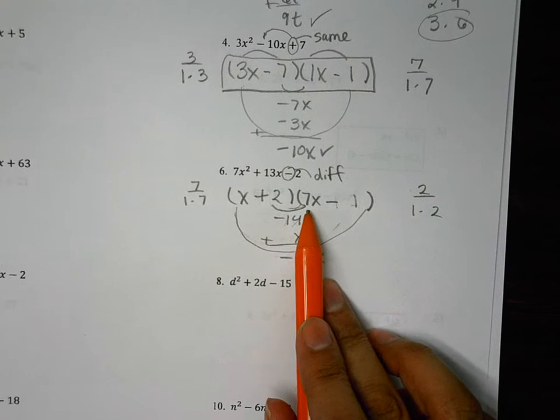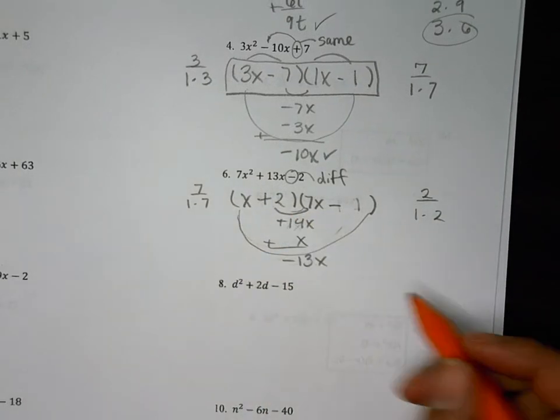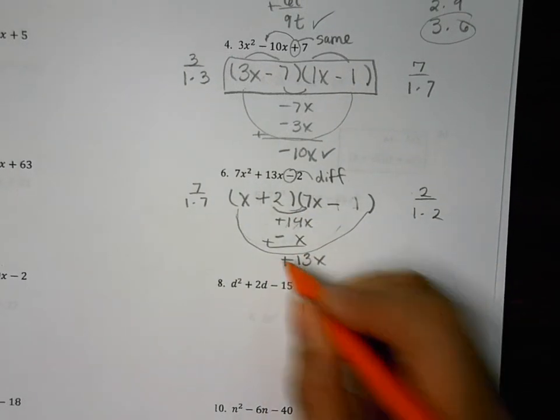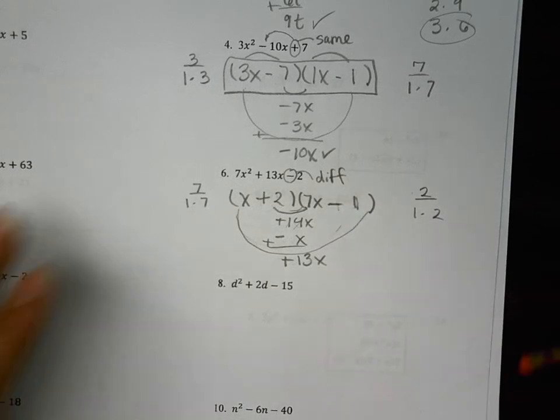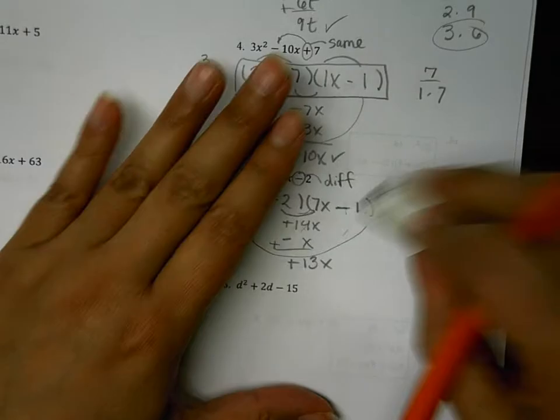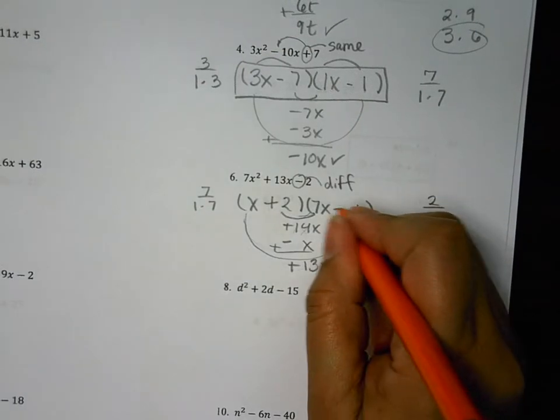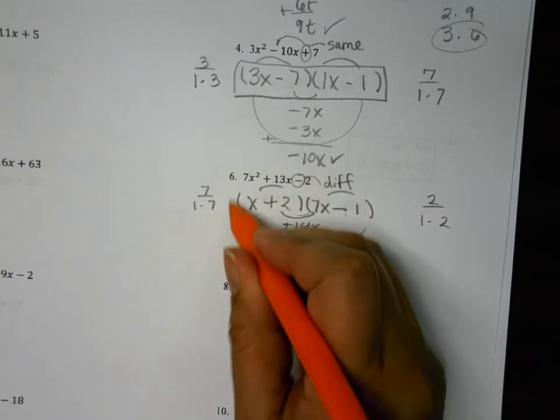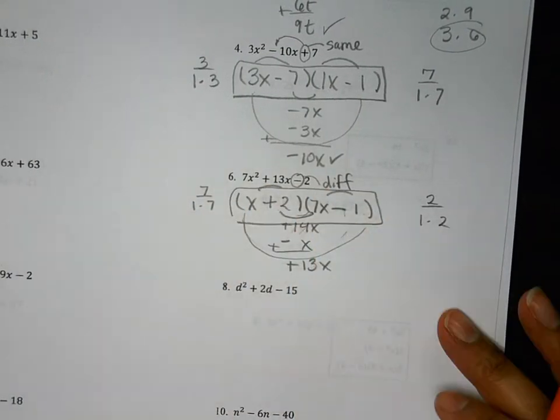So the positive 2 has to be with the x, the negative 1 with the 7. Let's now check it. Positive 14, negative 1, does that add up to positive 13? And is positive 13 what I'm trying to get in the middle? Yes. We're happy, and we box it in.